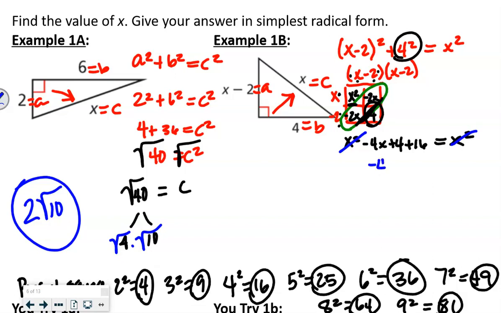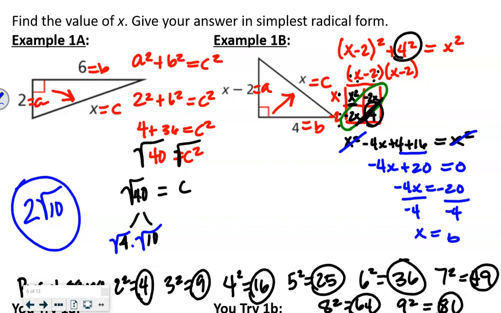So that leaves me negative 4x. I'm going to combine these two terms right here. That's going to be plus 20, and that's equal to 0. So we're going to subtract 20 from both sides. That's going to be negative 4x equals negative 20, and then we're going to divide both sides by negative 4. So x is equal to 5, right?